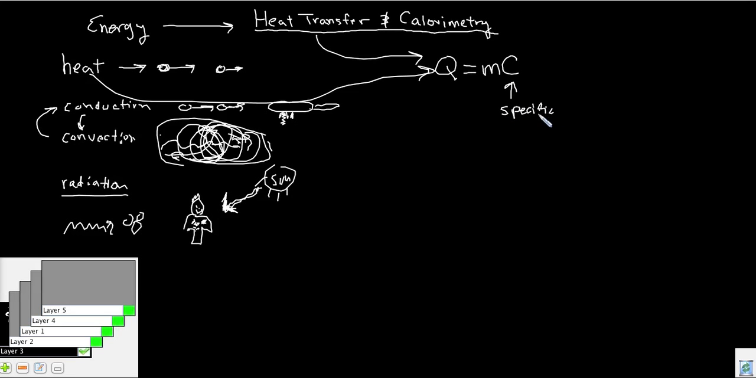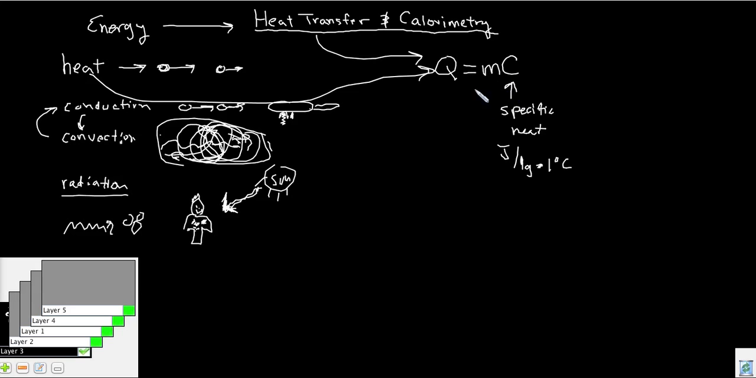So specific heat is basically the amount of joules that it takes to raise the temperature of 1 gram of the substance 1 degree Celsius. Basically, how much energy do I need to raise a mass a certain amount of temperature? And so everything has a different specific heat.